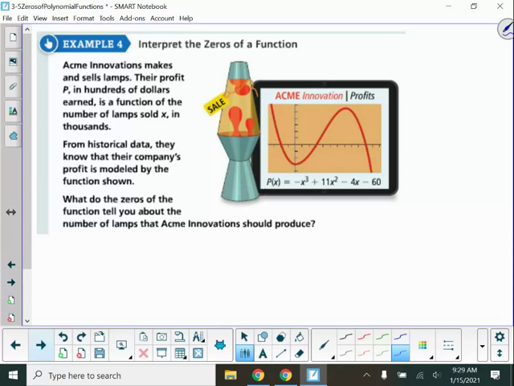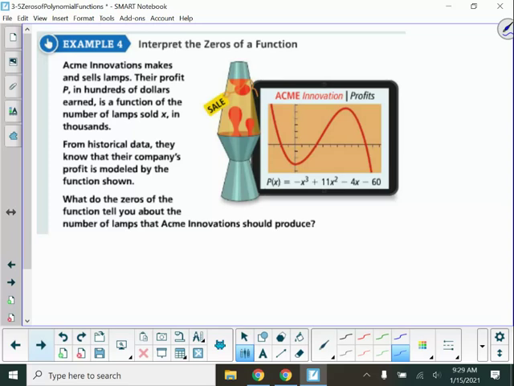This is one we're just going to look at and talk about. I'm not going to go through the process of how to solve this. This is in your textbook if you're interested in seeing it. So it says, Acme Innovations makes and sells lamps. Their profit P, in hundreds of dollars, is a function of the number of lamps sold X, in thousands. From historical data, they know the company's profit is modeled by the function shown. What do the zeros of the function tell you about the number of lamps Acme Innovations should produce?